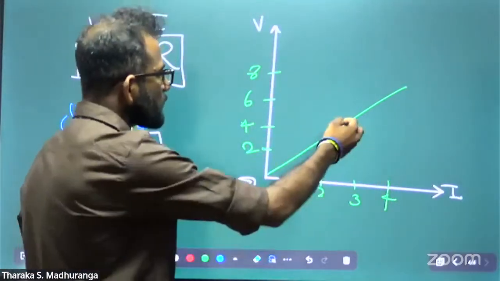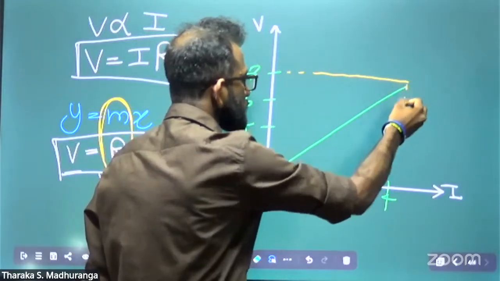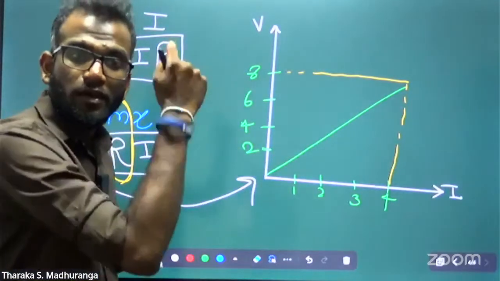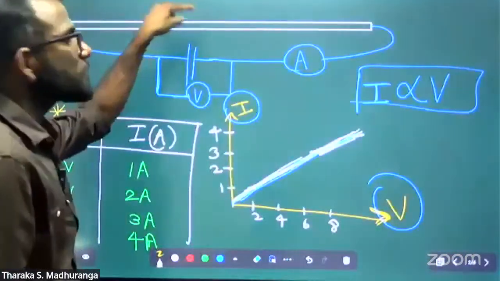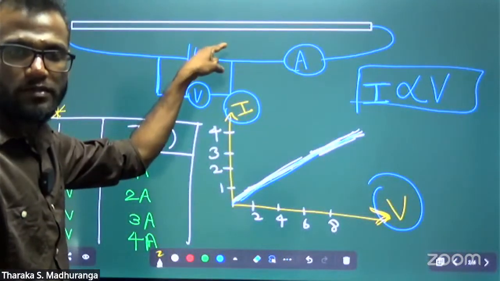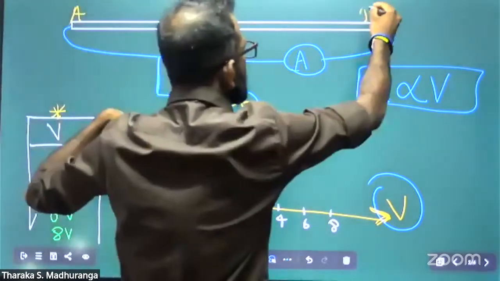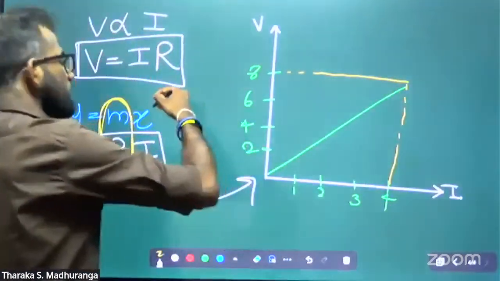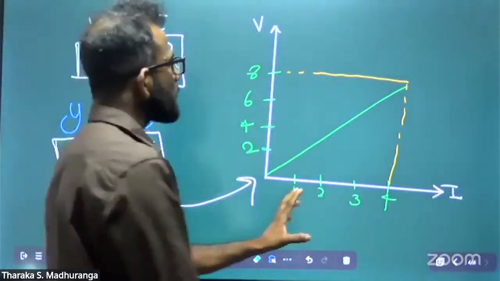If I can find the gradient of this graph, then we can find the resistance of this conductor. Think of it as conductor AB. The resistance of conductor AB we can calculate by the gradient of this graph. Actually, we can calculate the actual value.